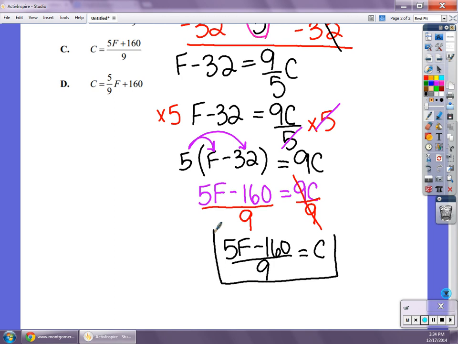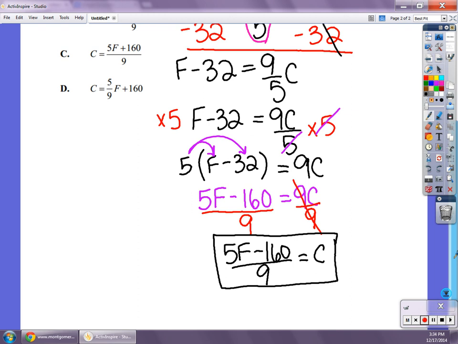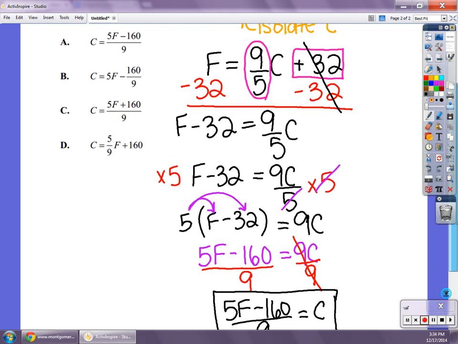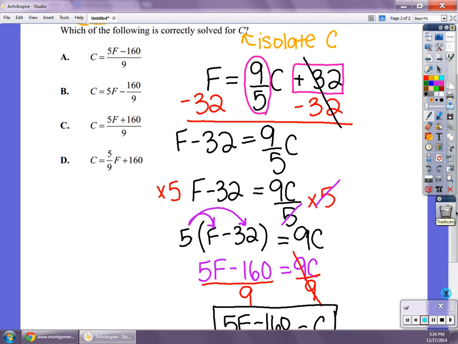Now remember, this was a multiple choice question, so let's go up and confirm, can we find that answer choice somewhere? And sure enough, right at the top, answer choice A is going to be our solution.